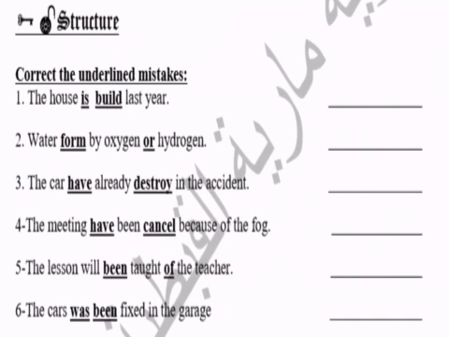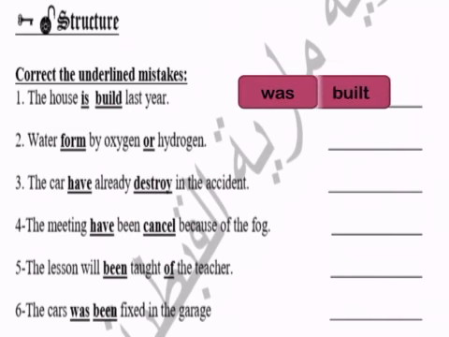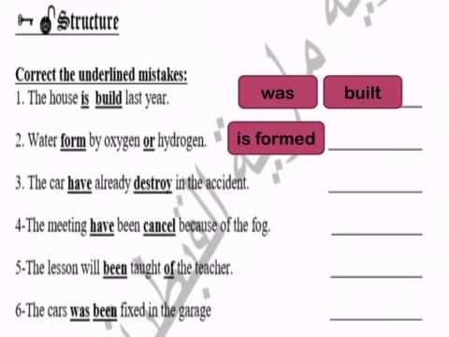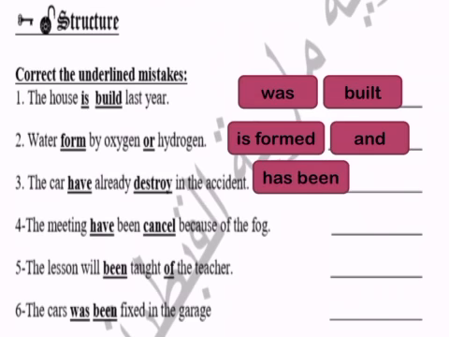Let's correct the underlined mistakes here. The house is built last year. So as you see, it is passive but in the past. So was and the past participle built. 2. Water formed by oxygen and hydrogen. So is formed, simple present, and we use at. The car have already destroyed in the accident. Past. Present perfect has been and destroyed.